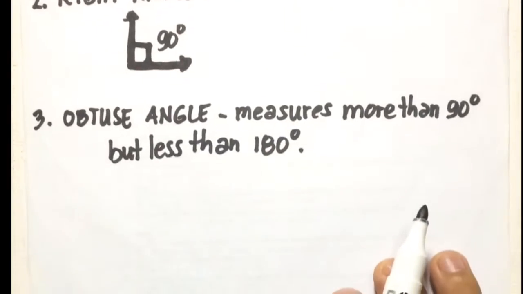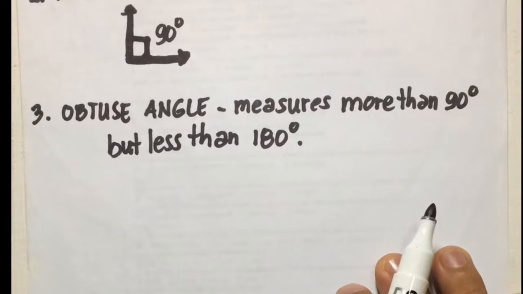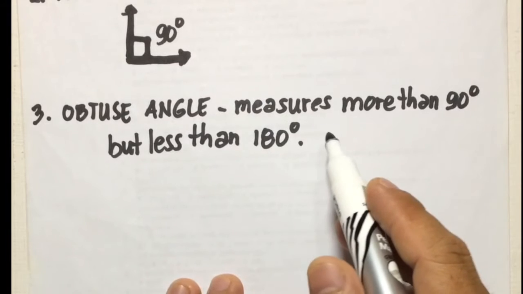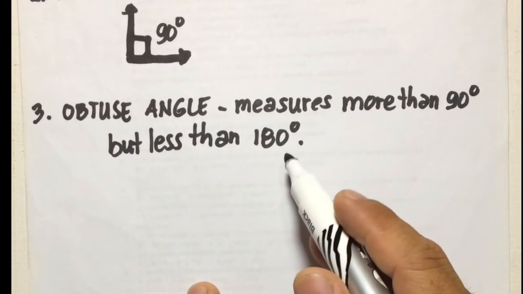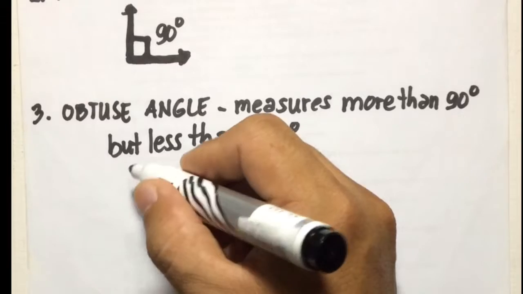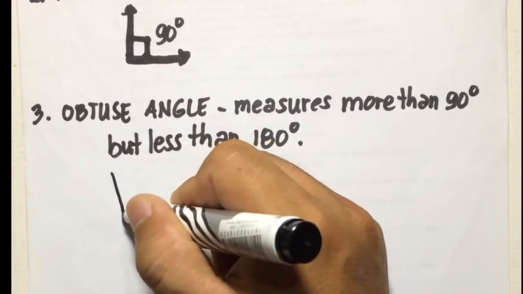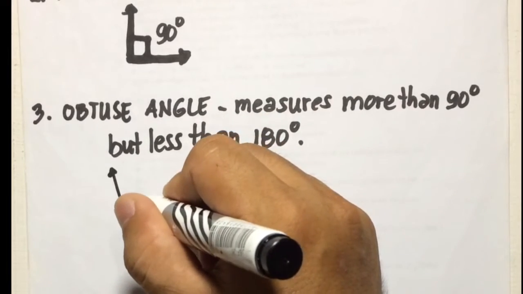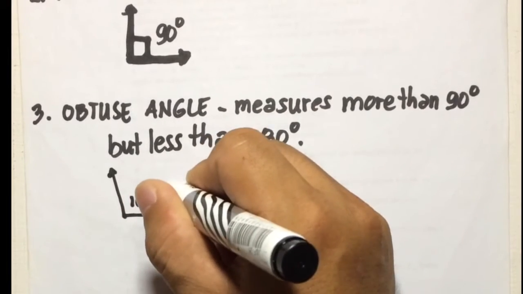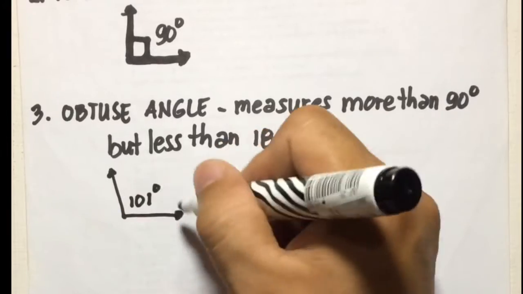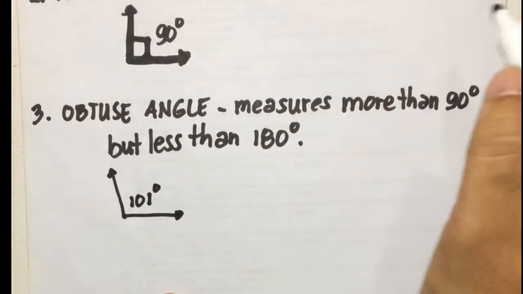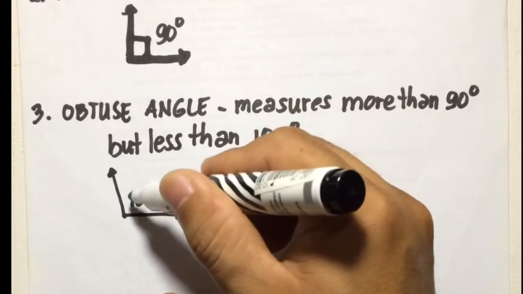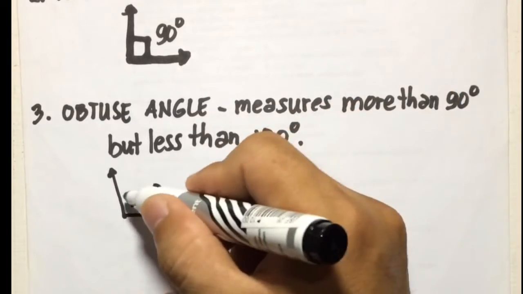Then the third one is obtuse angle. So an obtuse angle measures more than 90 degrees but less than 180 degrees. For example, if we have a drawing, for example, if this is 101 degrees, we can say that this is an obtuse angle. This is more than 90, so 101 is more than 90, and this is also less than 180.